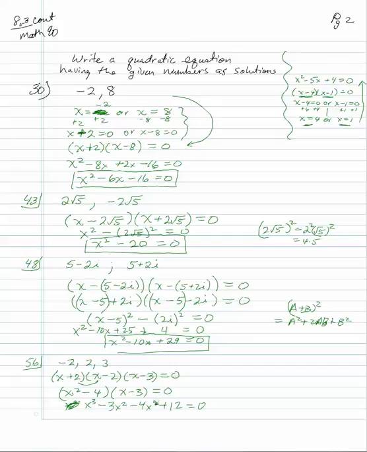Oh, this is not x squared. This is just x. Sorry. So 4 times x and 4 times 3. All right. And so that's my answer. Let me write it again. X cubed minus 3x squared minus 4x plus 12 equals 0.